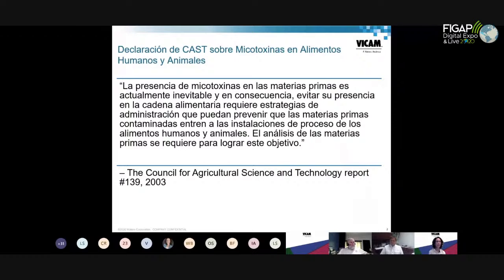The presence of mycotoxins in food products, commodities, is unavoidable. And to avoid their occurrence in the food chain requires management strategies that would prevent contaminated materials from entering the food and feed processing facilities. And testing of the commodities is required to accomplish this process. Y un requisito para lograr este objetivo es el análisis de las materias primas.